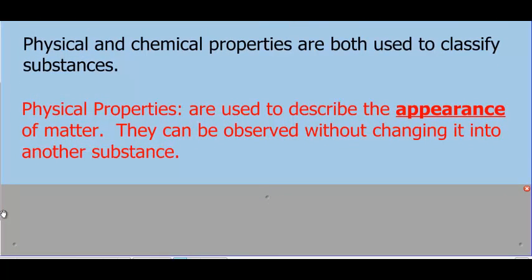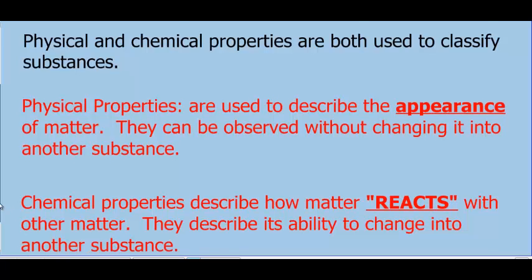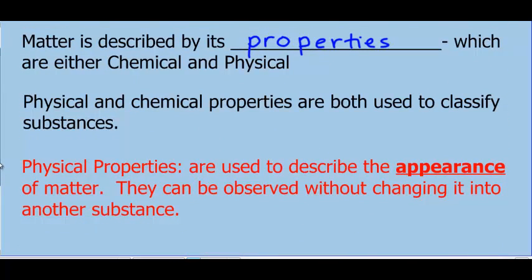Physical properties are used to describe the appearance of matter or even the behavior of matter. They can be observed. You can observe a physical property without changing it into something new. So you can identify maybe what color something is, or how big something is, or what temperature something is. Even things like melting and boiling point are examples of physical properties. So let's write some of those physical properties down here before we move forward.